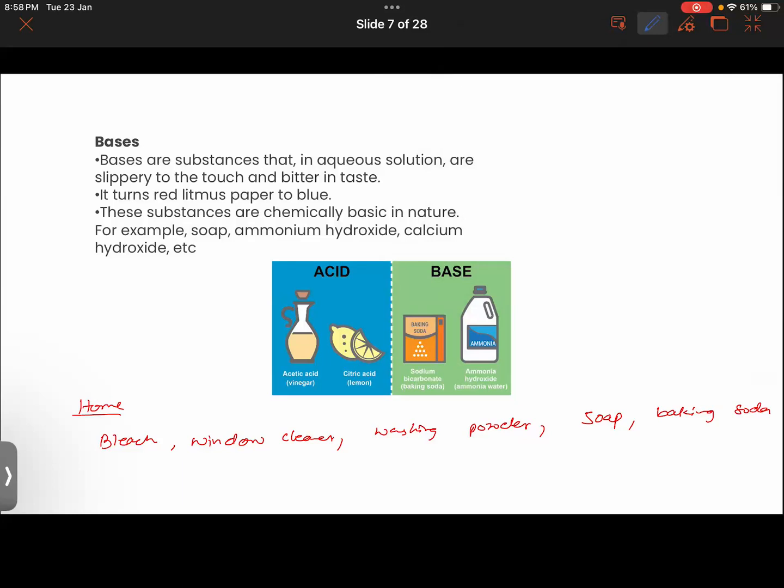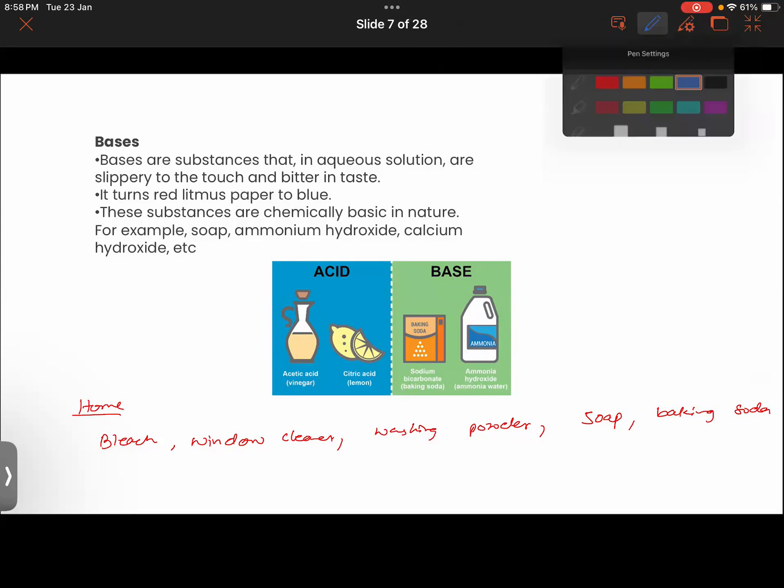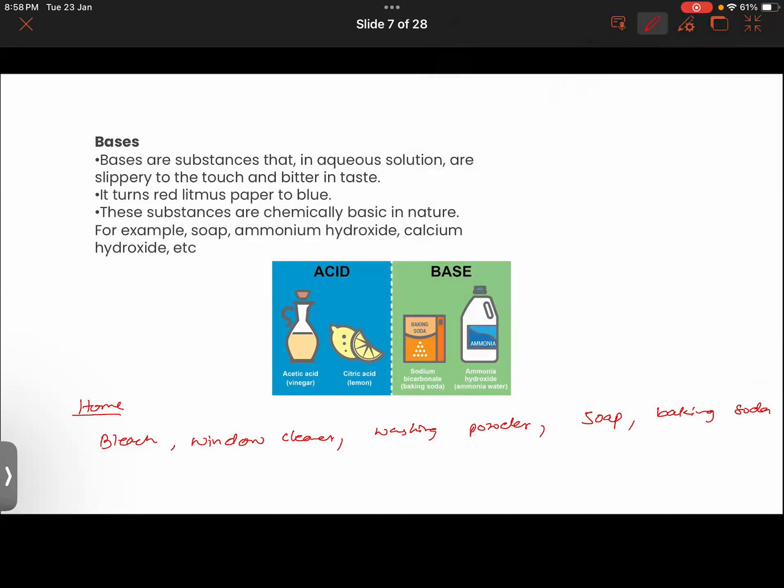Now, some of the bases are actually dissolvable in water. Some of the bases will dissolve in water, while not all the bases will be dissolving. Sir, so the bases which are dissolved in water are called alkalis, right? Yes, alkaline, or alkalis. So we see that some bases are alkaline.